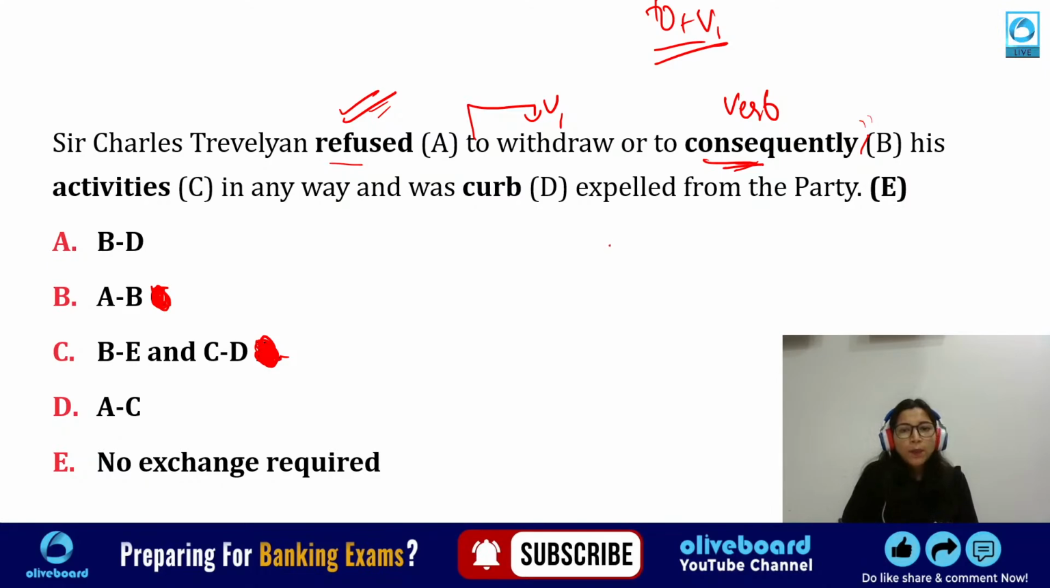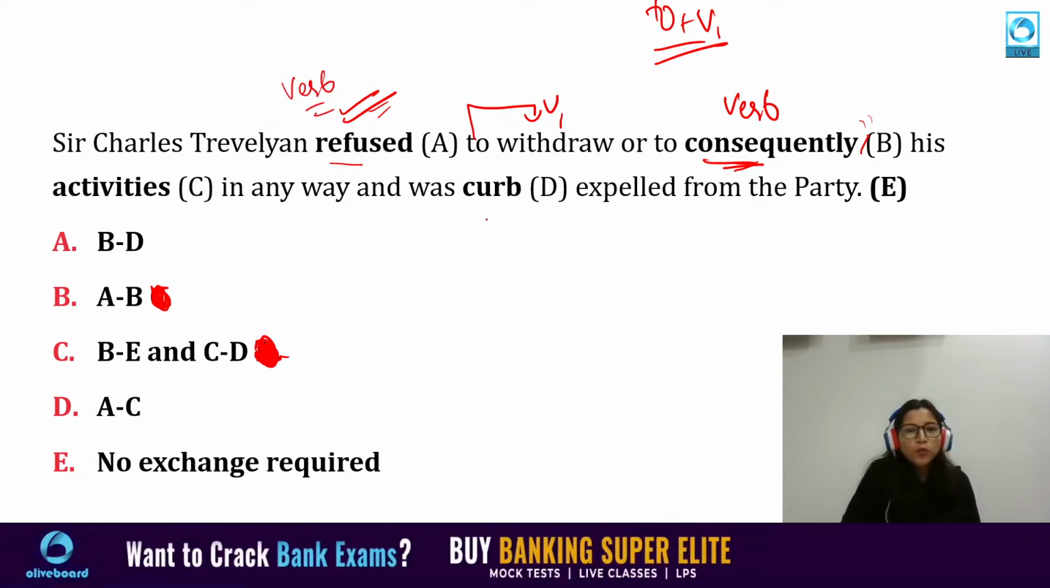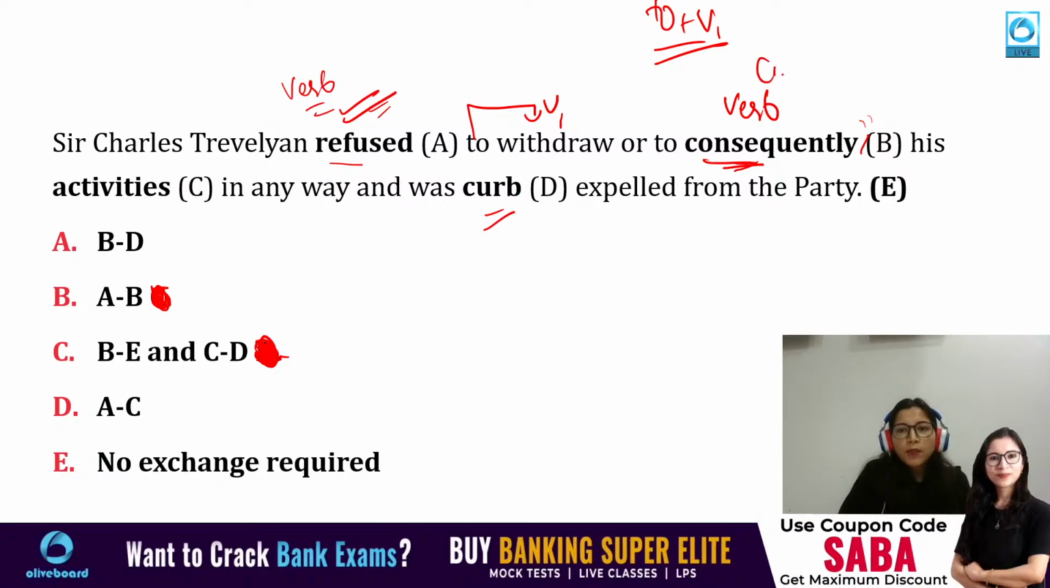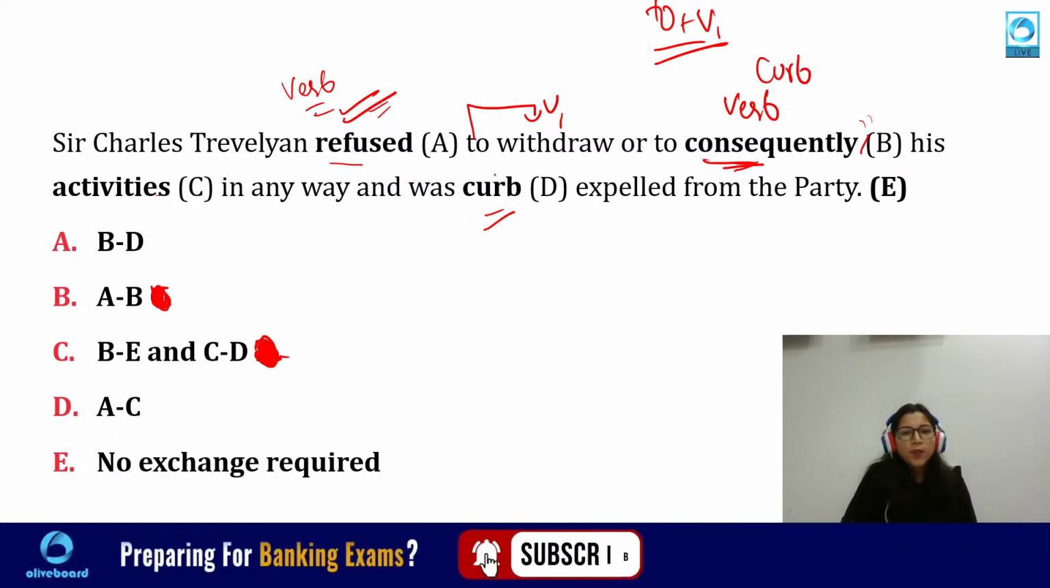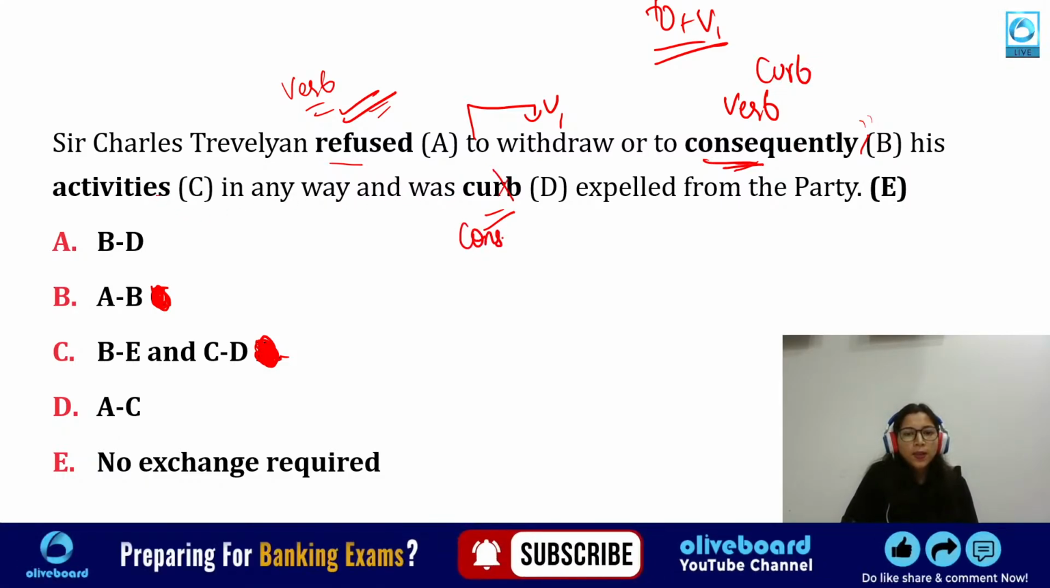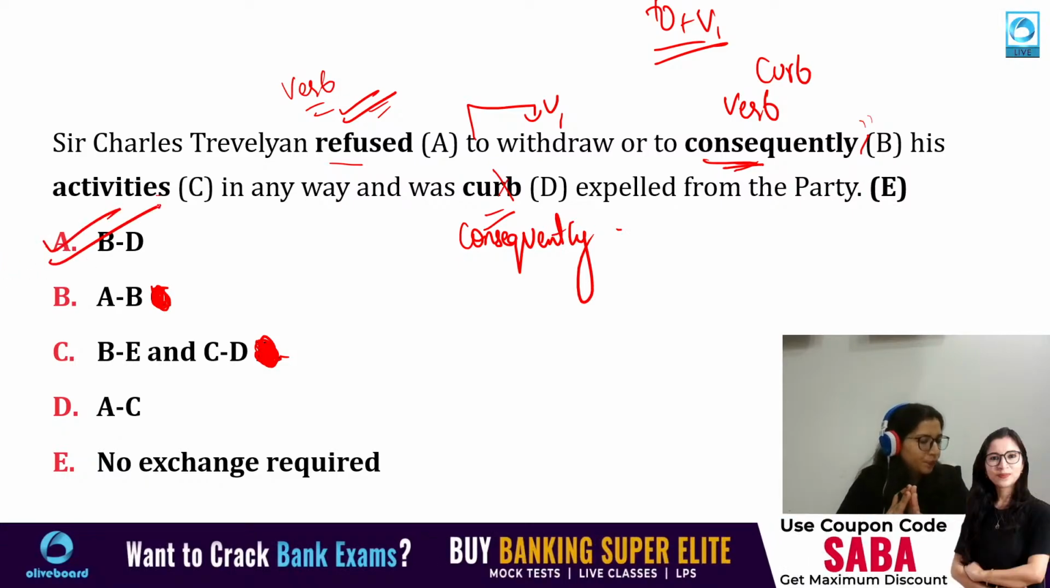Activities is not a verb. This verb is already correct here. We need the V1 form. So curb is the correct word. So here we can use curb. To withdraw or to curb his activities in any way and was consequently expelled from the party. Absolutely correct. Very good, everyone. B, D is the correct answer. Are you able to follow?